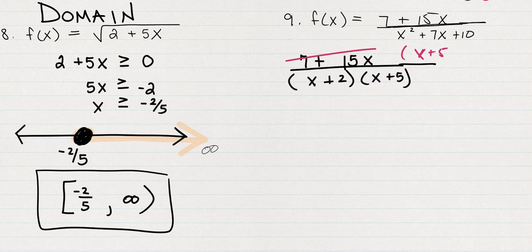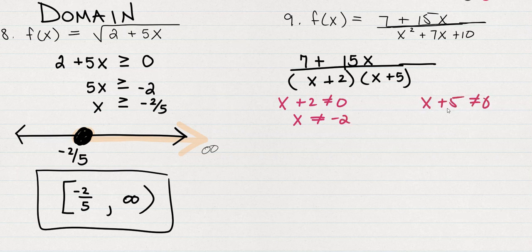So let me back out of some of that pink stuff that doesn't apply directly. So this f of x equals something over x plus 2 times x plus 5, what we're going to say is that x plus 2 can't be 0, which means x can't be negative 2. X plus 5 can't be 0, which means x can't be negative 5. And watch what happens if I put that on a number line.